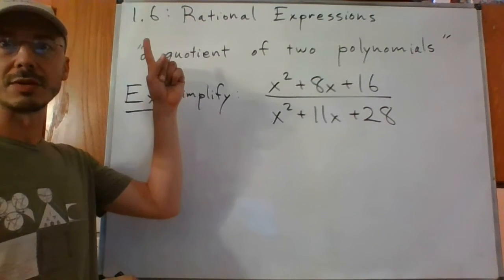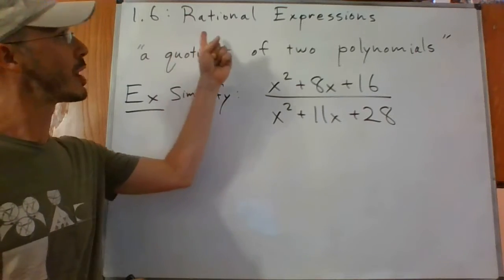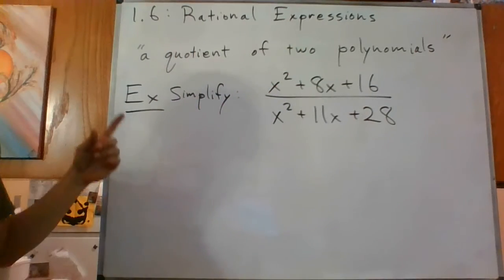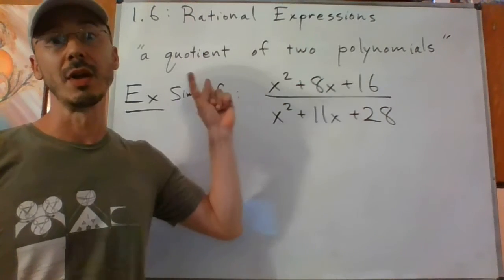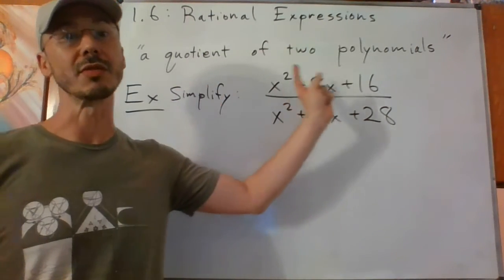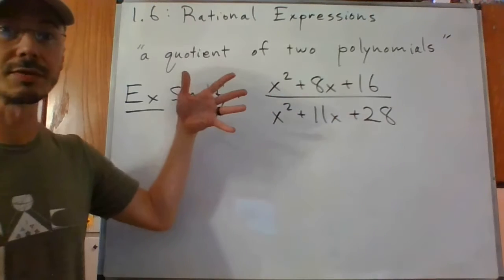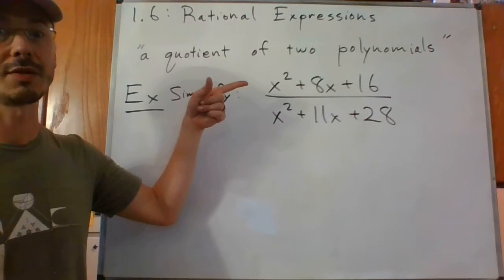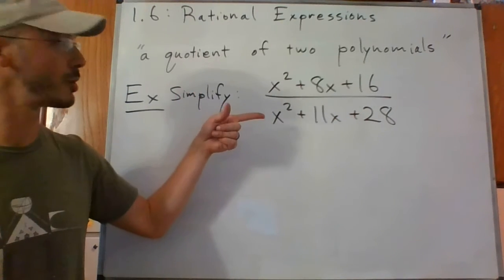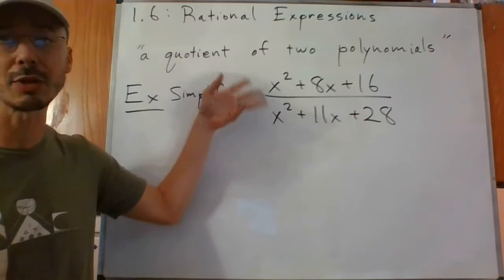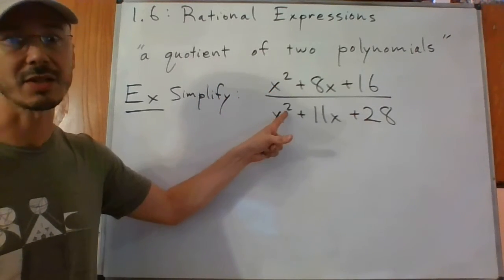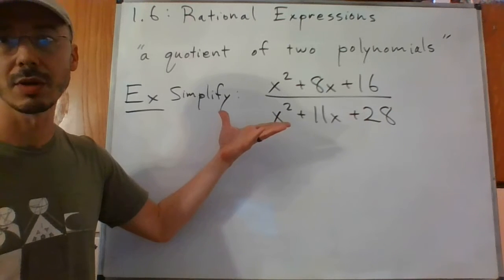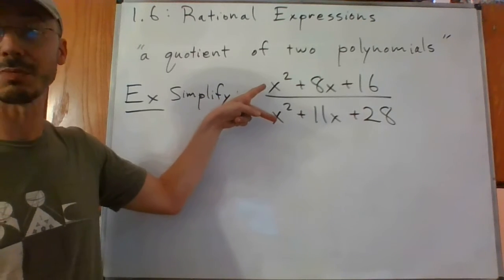This section, 1.6, is about rational expressions, and rational expressions are not polynomials. A rational expression is a quotient of two polynomials. So I've got one here for an example. There's a polynomial upstairs and a polynomial downstairs. They're both trinomials. They're both x squared leading term. Even their leading coefficients match.